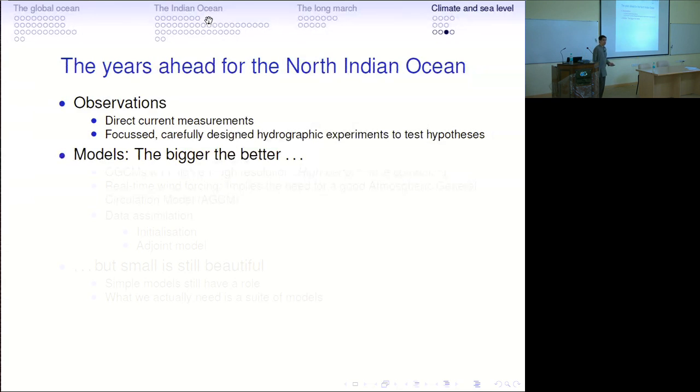Models, the bigger the better. You need good computers. If you want to simulate those currents seen off Arambol and Colva, then you need a water column depth. You need to get close to the coast. What's the vertical resolution that you need? Maybe I will not be able to see it in my lifetime. Maybe you will. Those things will rely on resolution.